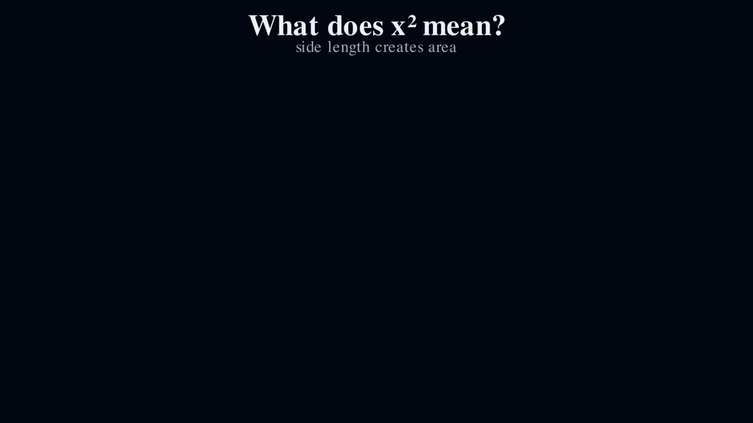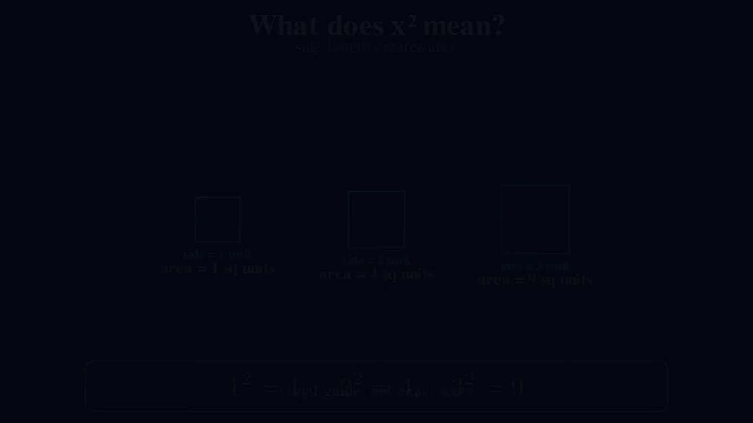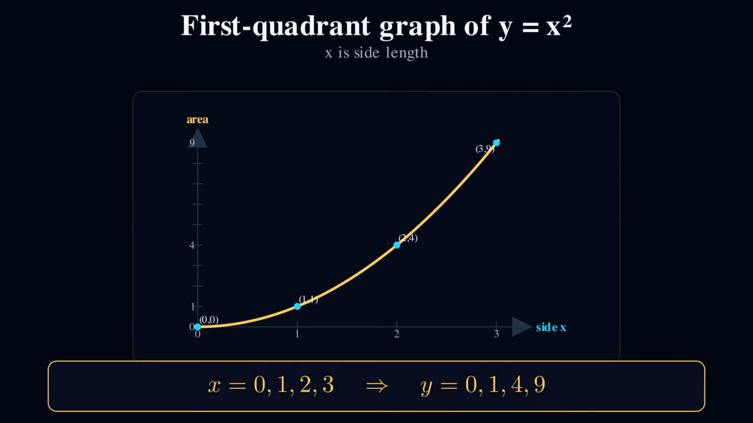First, understand x squared. A square with side 1 unit has area 1 square unit. Side 2 gives area 4. Side 3 gives area 9. The drawings are only visual guides, not exact scale models, but the numbers are exact. For area, x represents side length, so we use the first quadrant only. The graph of y equals x squared passes through (0, 0), (1, 1), (2, 4), and (3, 9).